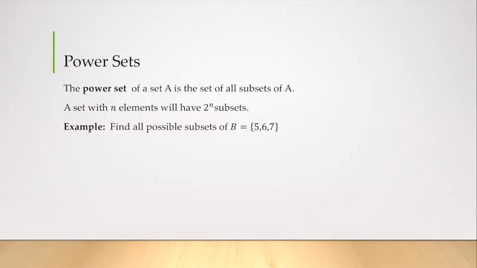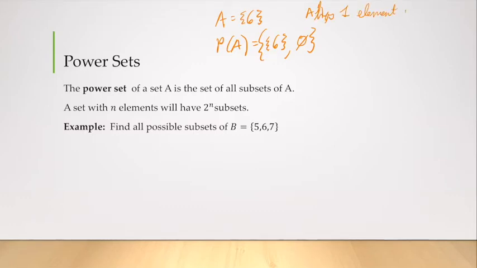The power set of a set A is the set of all possible subsets of A. A set with n elements will have 2 to the n subsets. So let's take a look at this. Let's let A equal {6}. So the power set of A is all possible subsets of A, which are going to be {6}, which is A itself, and the empty set. So this has 2 elements. So because A has 1 element, the power set of A has 2 to the 1, which is 2 elements.